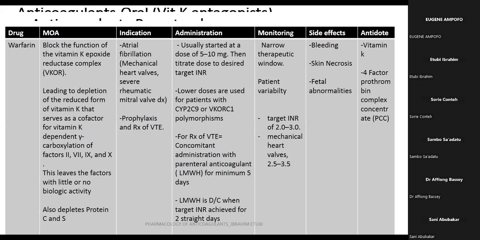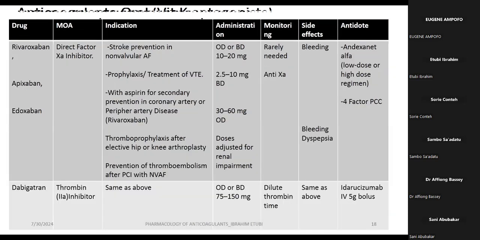A major side effect with use of warfarin is bleeding, which can cause skin necrosis and fetal abnormalities. It has many drug and food interactions as well. And then whenever there's toxicity, vitamin K can be the antidote, as well as 4-factor prothrombin complex concentrate. This 4-factor prothrombin concentrate actually contains factors 2, 7, 9, and 10, which are usually depleted in the setting of action of warfarin.